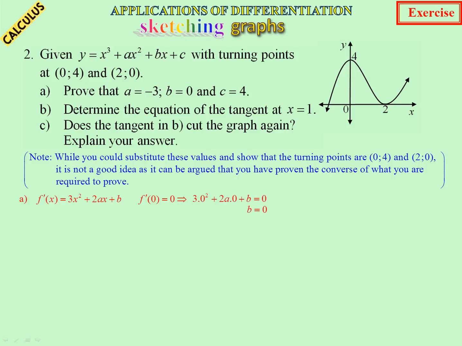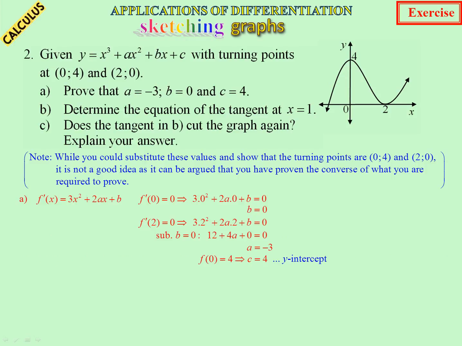That's quite useful. I already have b equal to 0. See, turning point at x equals 0 means if I substitute this into the derivative, I'm going to get 0. So f prime of 0 equals 0. There's the derivative. I substitute 0 and I get b equal to 0. f prime 2 equals 0. Substitute b equals 0 at that stage. We get a equal to -3.